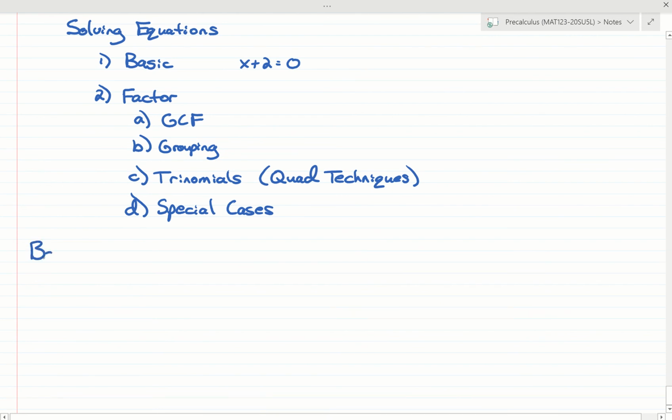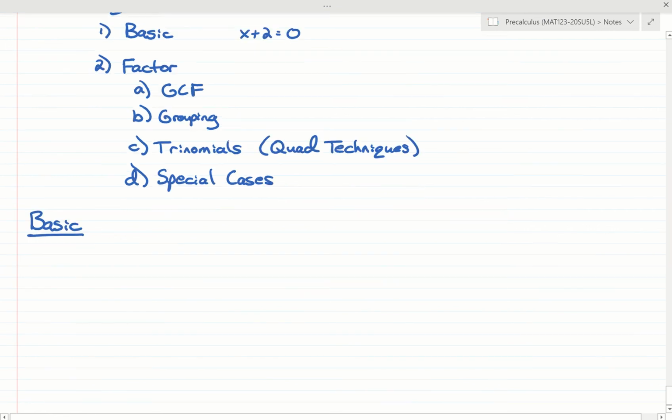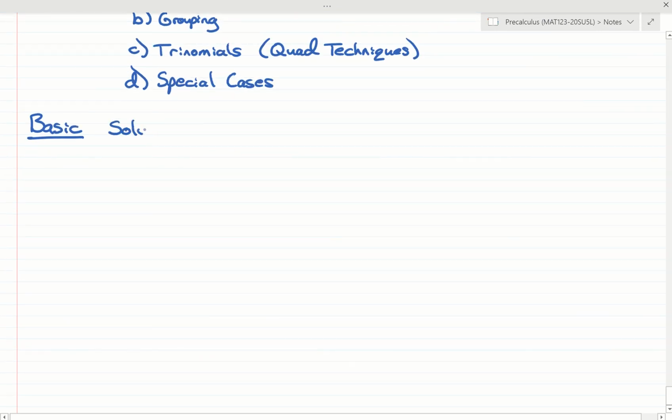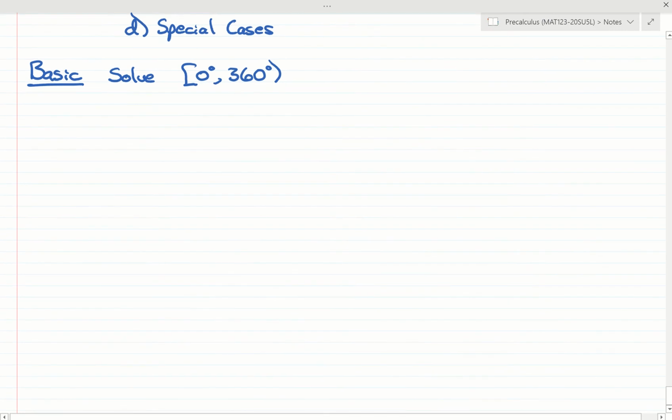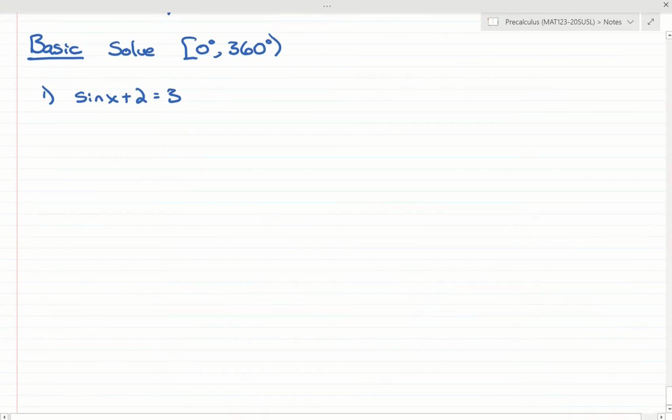First, let's take a look at what some basic trig equations would look like. And the directions are going to be to solve in the interval from 0 degrees to 360 degrees. We're not going to include 360 because that's the same as 0. So let's start with the sine of x plus 2 is equal to 3. Now the directions are between 0 degrees and 360. Sometimes the answer is in radians, sometimes it's in degrees. If we put an x, that typically means radians. So let's get an answer here, and we will answer in degrees or radians.